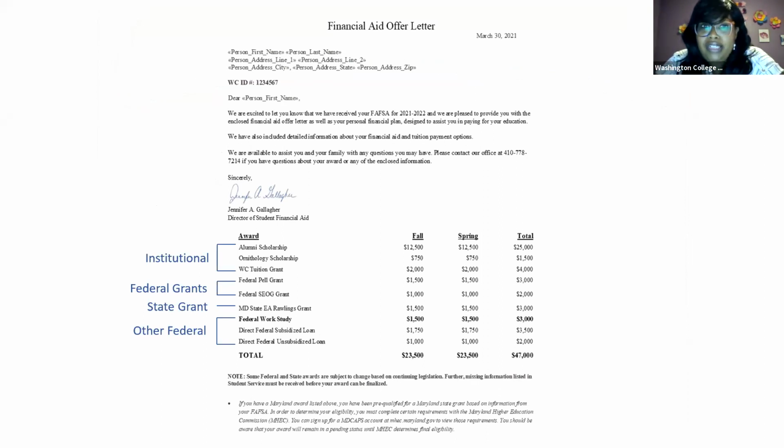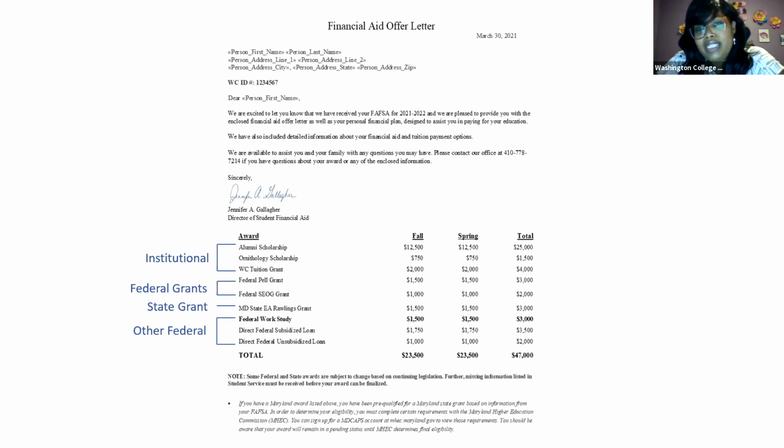So in your offer letter at the top, it has your name, your address, and I highlighted the WCID because that is your student ID number. And that number will follow you the 4 years you're here at Washington College, right? So it's important to remember that number because that's your access to a lot of things here on campus. So it has your welcome and who you are, and then has a director's signature up there.